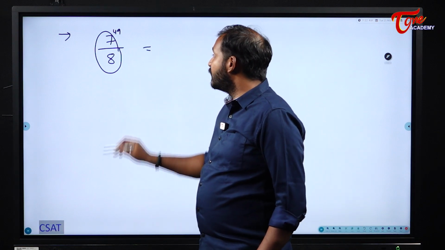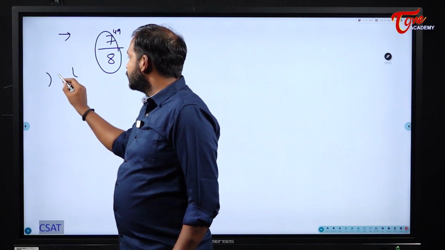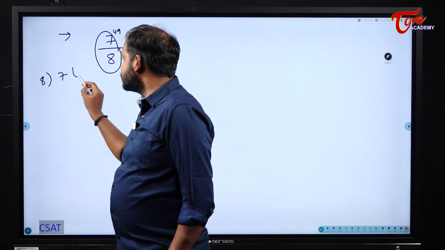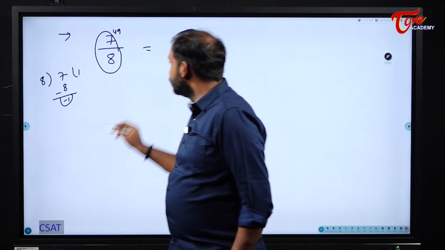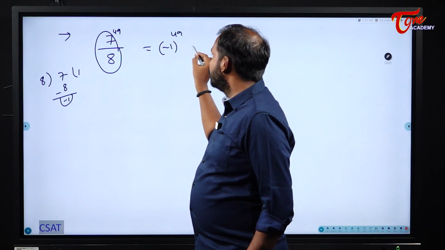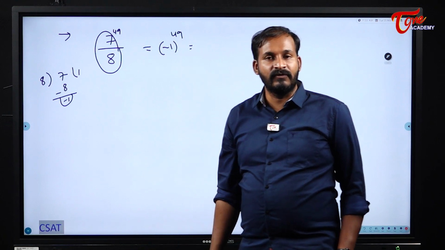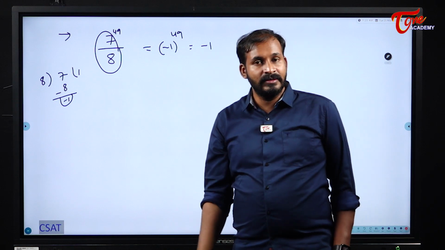Now tell me, what is the remainder for 7 by 8? 7, when I divide it by 8, 8 ones are 8. So, when I subtract it, what will you get here? Minus 1. So, the remainder is minus 1 and I have a power of 49. So, minus 1 whole to the power of 49, what is the remainder I will get here? Minus 1.